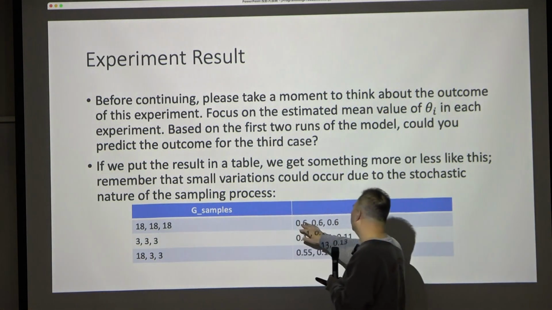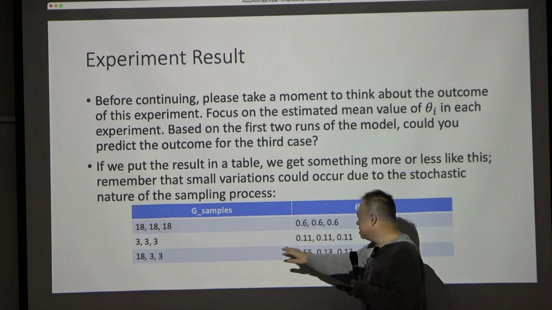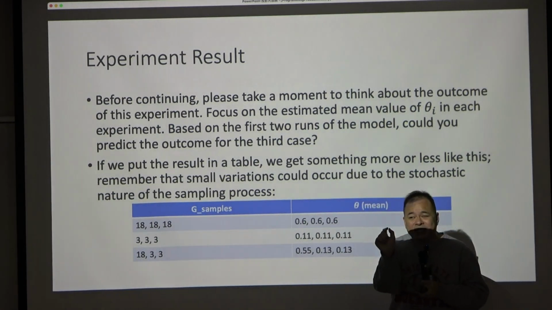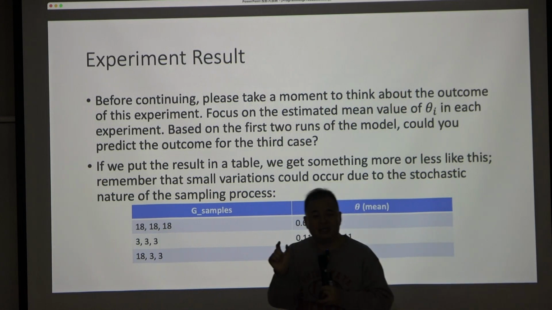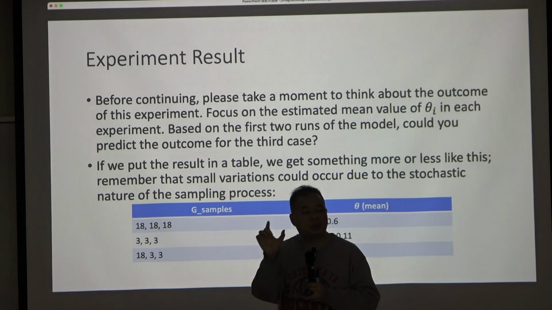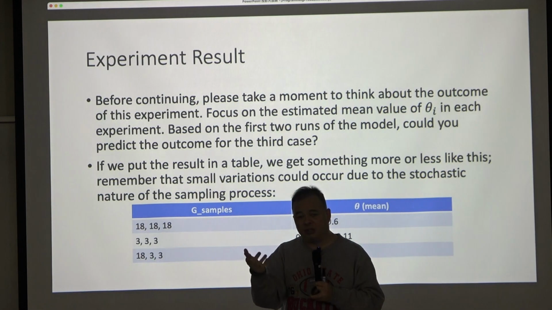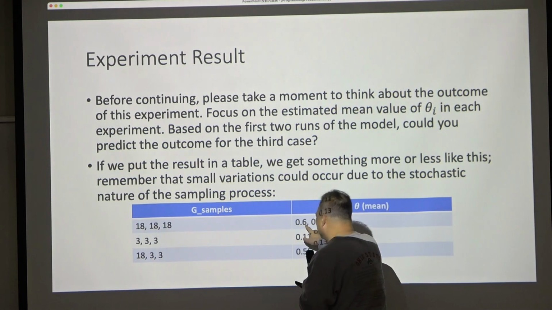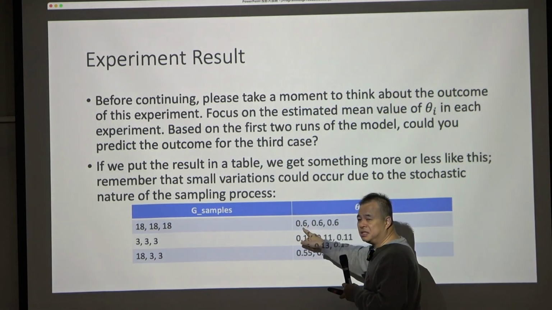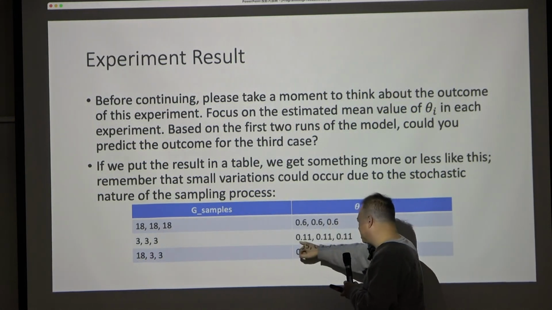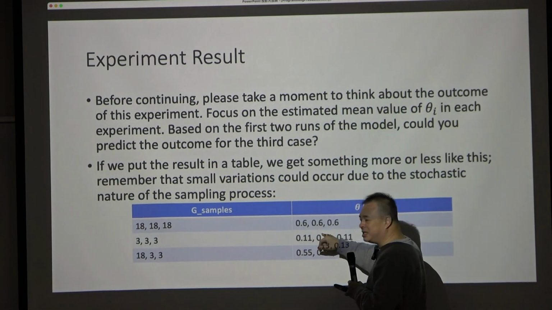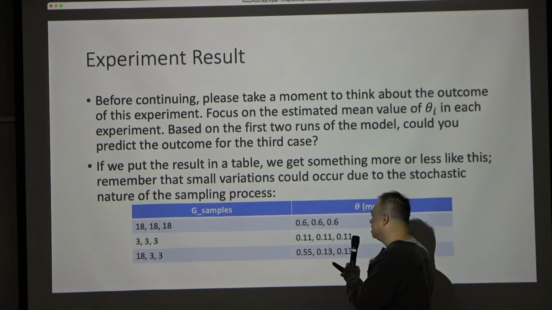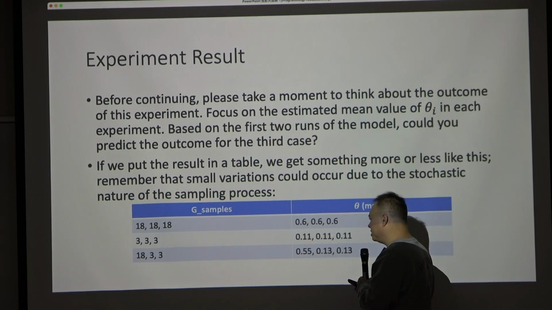18, 18, 18 is 0.6, 0.6, 0.6. 3, 3, 3 is 0.11, 0.11, 0.1. Of course, if you run it, it may be slightly different. After all, we are talking about probabilistic programming, but it should be very close, because the random seed may be different. It should be maybe 0.6 something, very close to 0.6. And it could be 0.11 something, but it should be close to 0.1 to a certain degree.